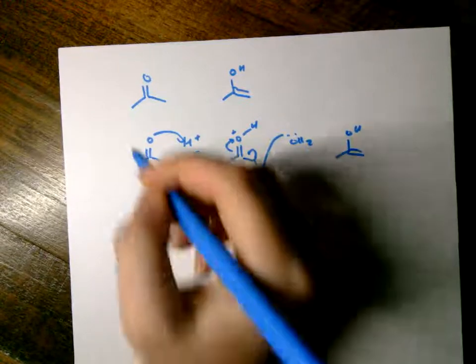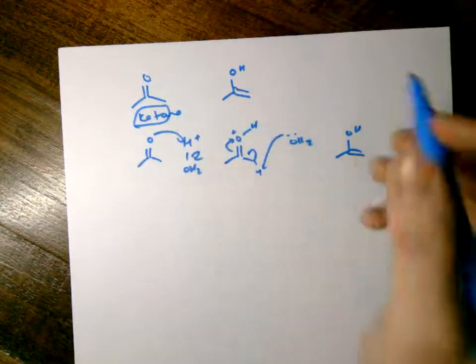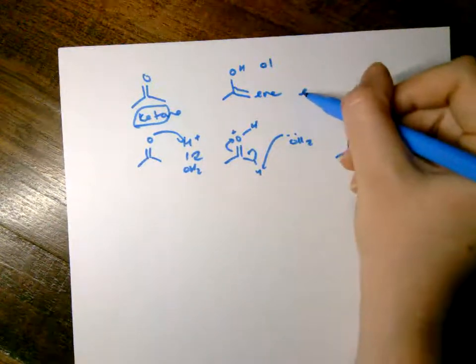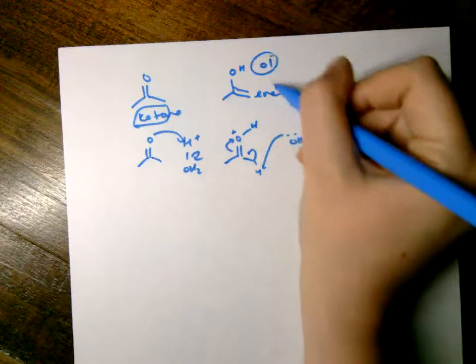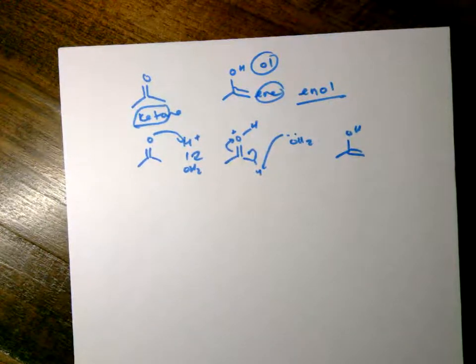And the reason they're called keto-enol is ketone, keto, and then enol, there's a double bond, so ene, and an alcohol, so ol, so enol. So that's how you get these names, keto and enol. So that's all that is. And I feel like that isn't as important in this chapter as enolates.